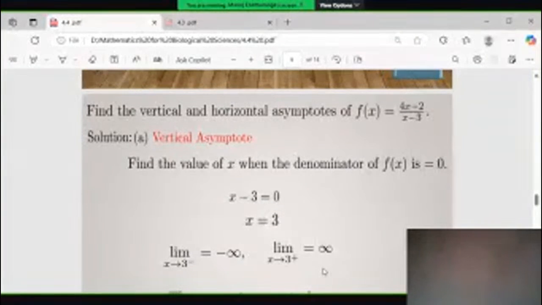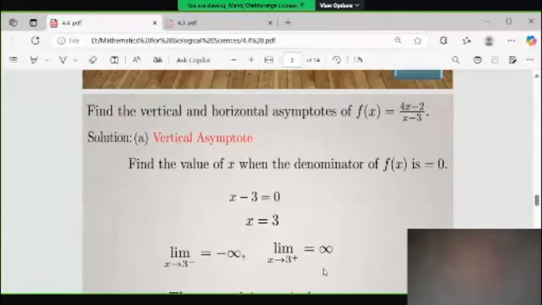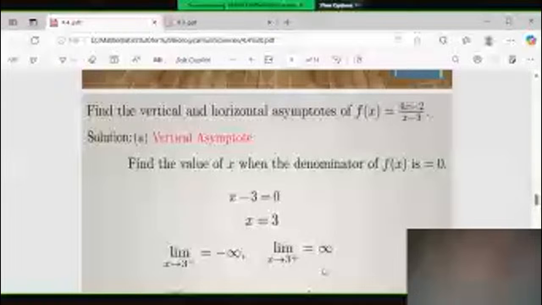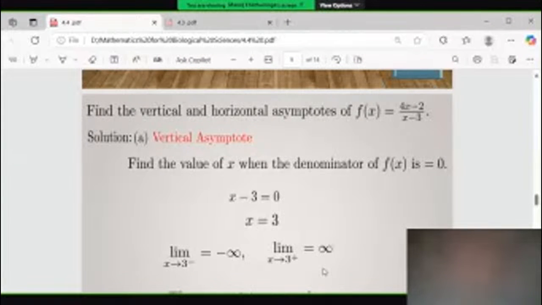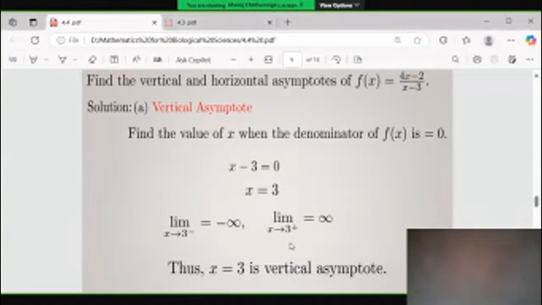So at 3, we have a vertical asymptote, and around a vertical asymptote, the function can have different behaviors. It can go to positive infinity, or negative infinity. For negative and positive one-sided limits, we can get different infinities, and that is what happened here. 3 is a vertical asymptote, and around that we have different behaviors.